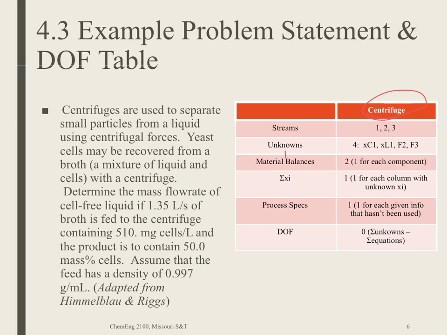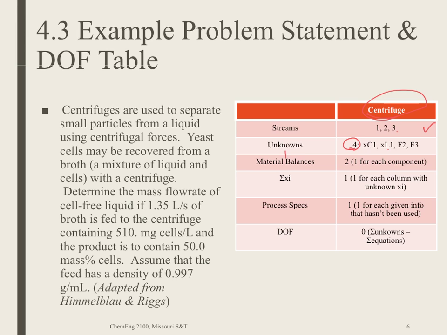So for the centrifuge, I have 3 streams. 1 came in, 2 and 3 came out. So I just simply list them. This is simply going to be convenient later when you start getting more complicated diagrams. And then I list the unknowns. So I look at the material balance table and I say, for streams 1, 2, and 3, what unknowns are there? There's the X for C1 and L1, liquid 1, and there's the flow rate for 2 and the flow rate for 3. These are just lists, and then I count how many of them I have. So there are 4 unknowns.